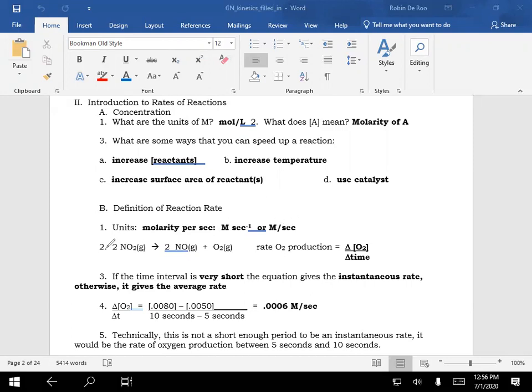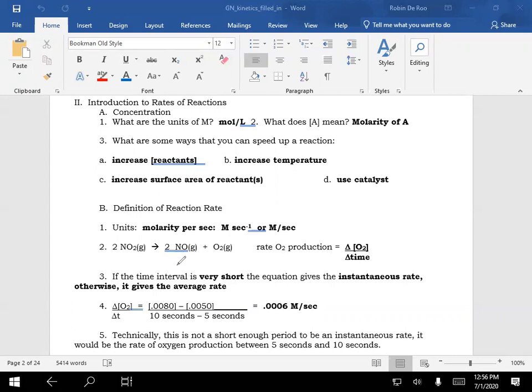Let's use this balanced equation as an example. So we have 2 nitrogen dioxides going to 2 nitrogen monoxides plus oxygen gas. So these are our reactants. These are our products. If you were asked what is the rate of oxygen production, you would set it up as the change in concentration of oxygen over the change in time. Delta O2 over delta time.